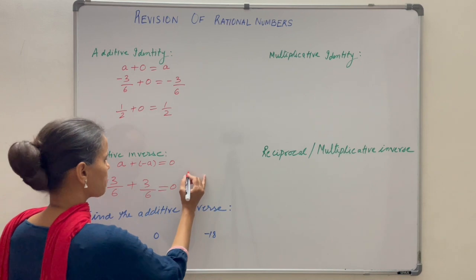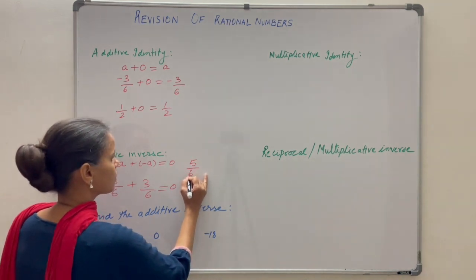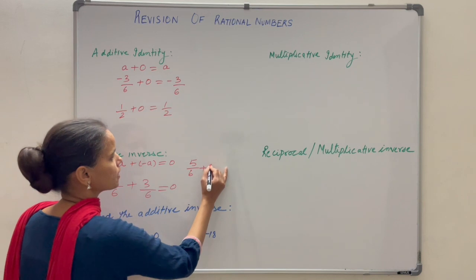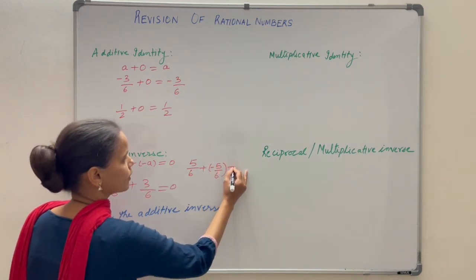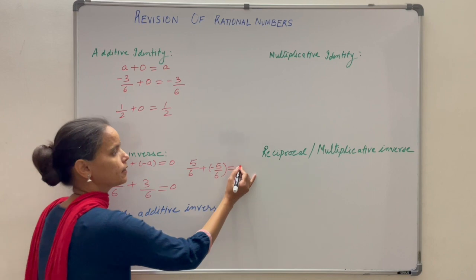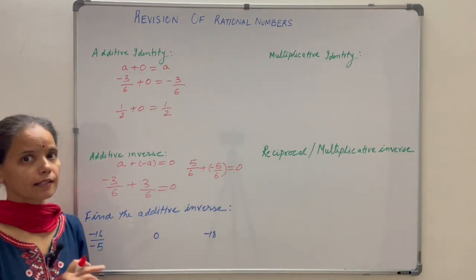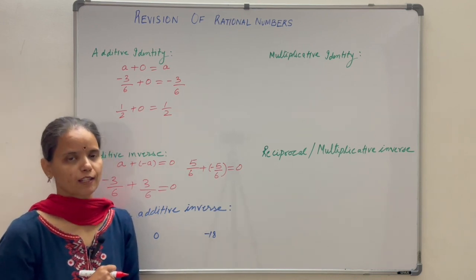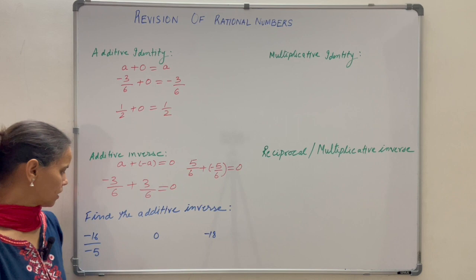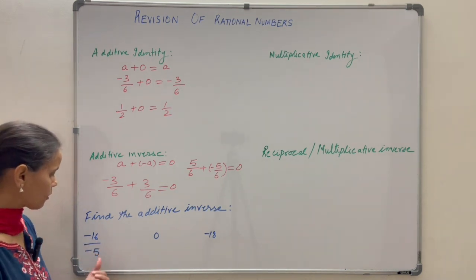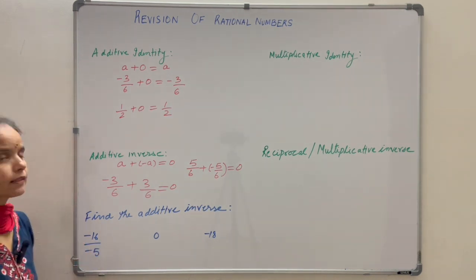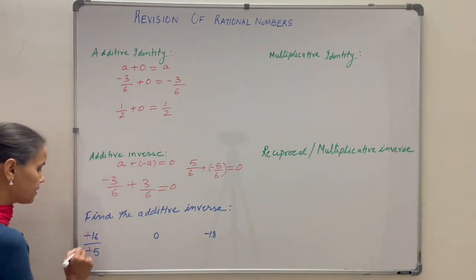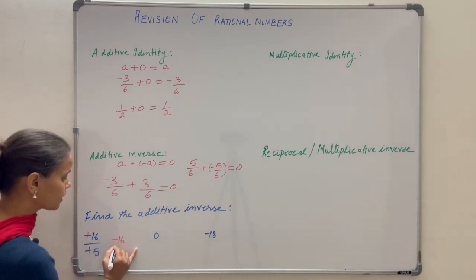Let us take one more example. 5 by 6. The additive inverse of 5 by 6 is minus 5 by 6. When you add these two numbers, you will get 0. The number and its additive inverse are equidistant from 0, but they will be in opposite directions. Find the additive inverse. So first number is minus 16 upon minus 5. So here both the signs are minus, so that will be cancelled as per the division rule of integers. So it is a positive number now. So plus 16 by 5, the additive inverse will be minus 16 by 5.